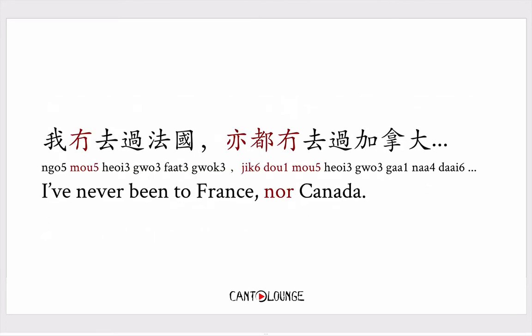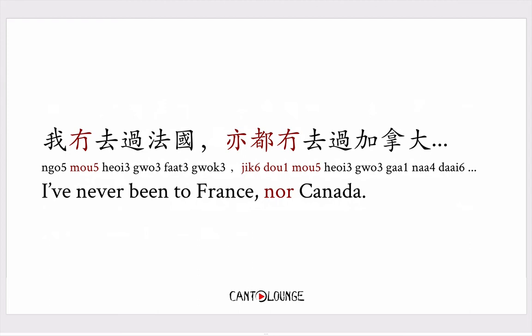So anyway, I digress. Moving on to the example. A very generic sentence. We don't even need a scenario for this. So for example, you might say 我冇去過法國，亦都冇去過加拿大. So I have never been to France, nor have I been to Canada. Or, I've neither been to France nor to Canada, right?